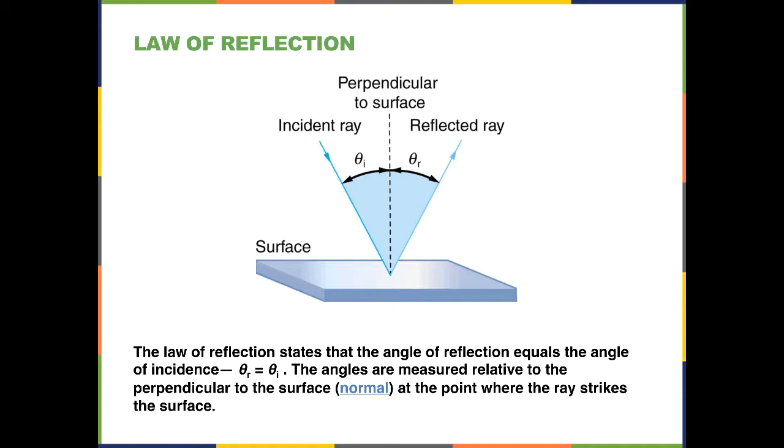Now, the first law that you need to know and need to put in your head is what is called the law of reflection. The law of reflection states that the angle of reflection is equal to the angle of incidence, or theta subscript r is equal to theta subscript i. These angles are measured relative to a perpendicular to the surface, which is called the normal, at the point where the ray strikes the surface.